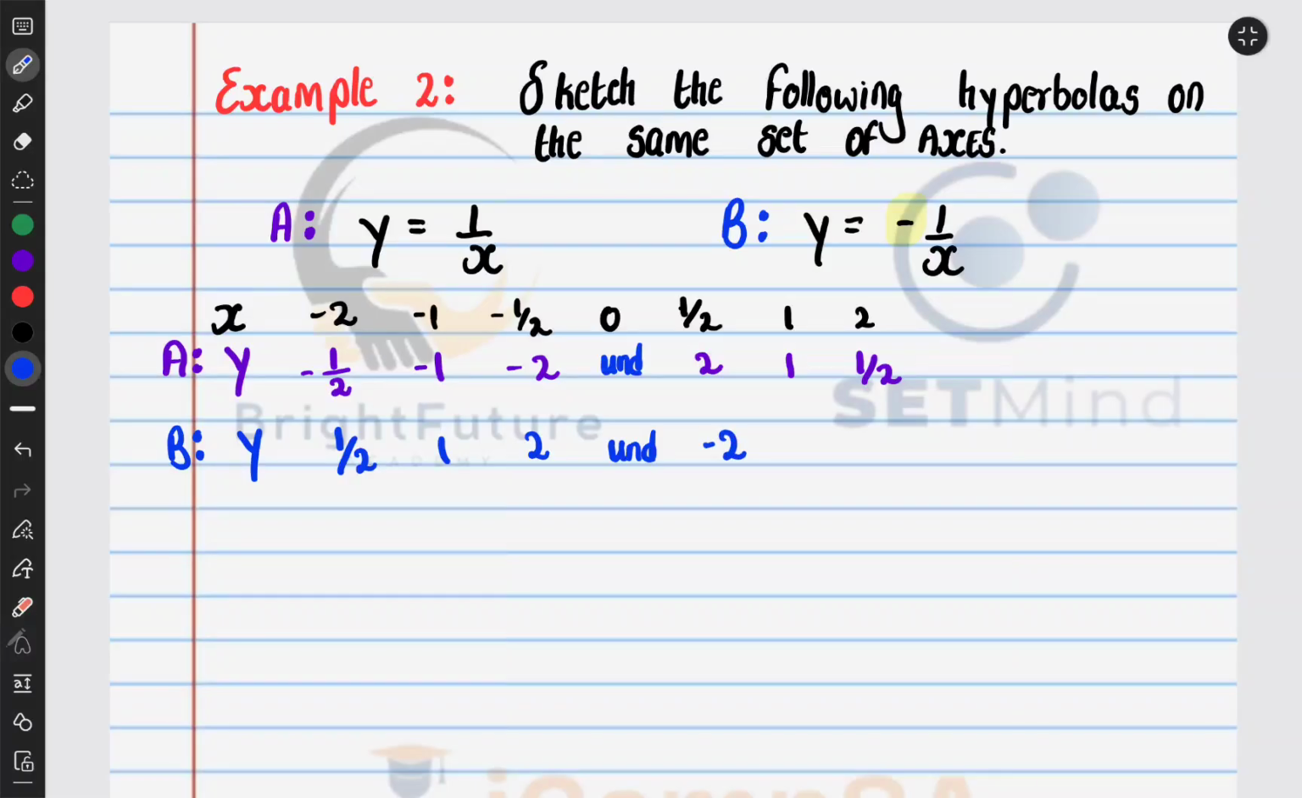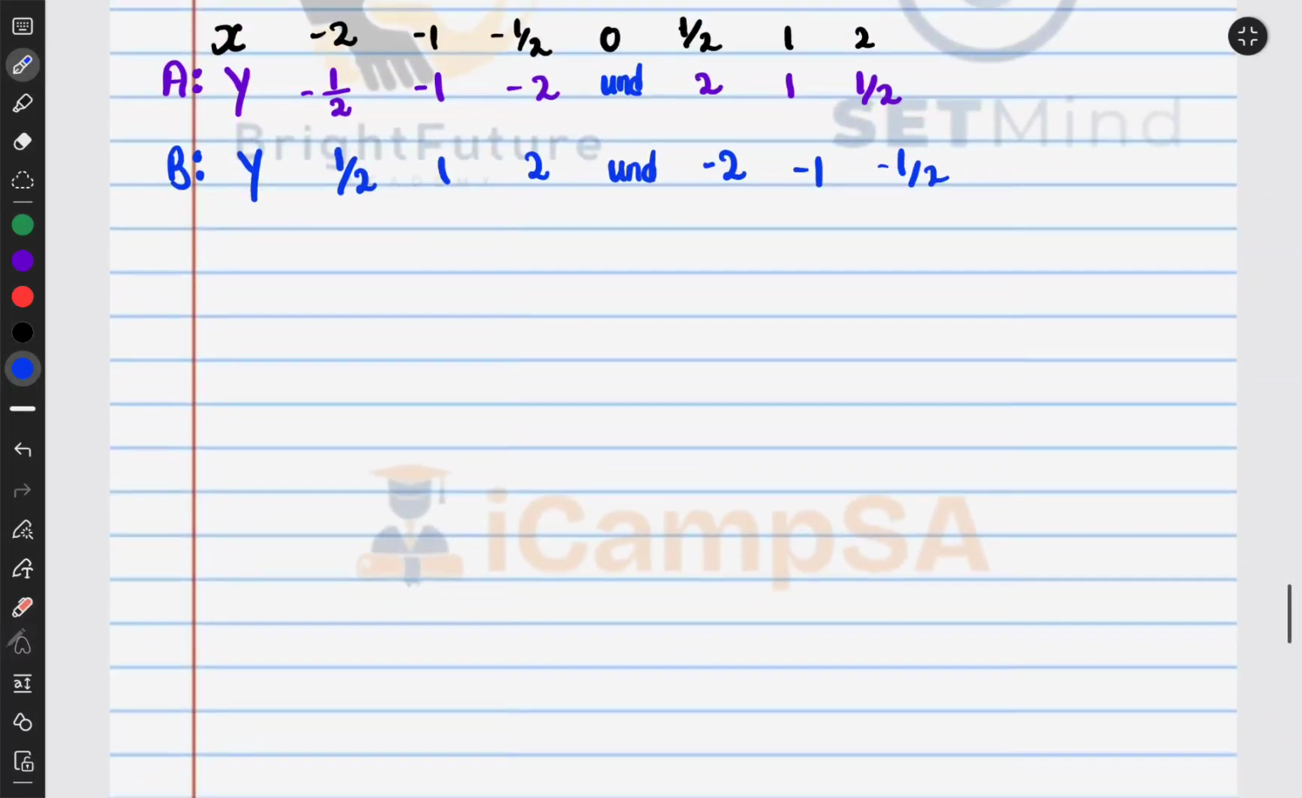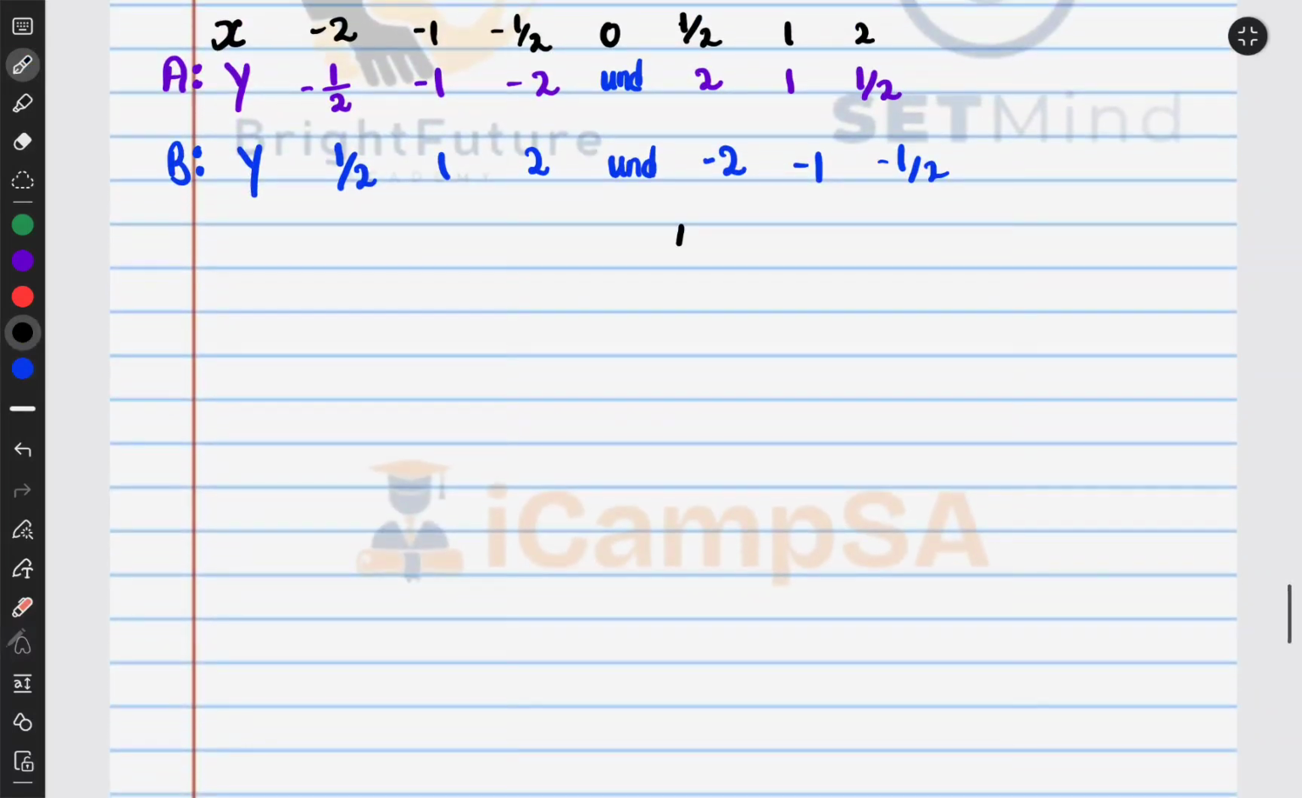Now we get a -2. 1 over -1 is -1, and then 1 over -2 is gonna be a -half. So those are your values. Let's go ahead and plot these two functions.